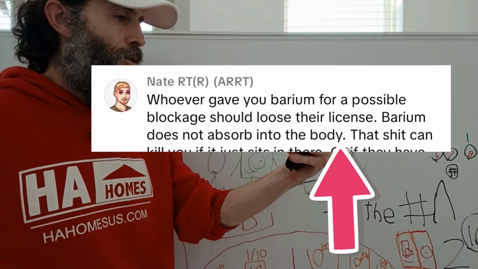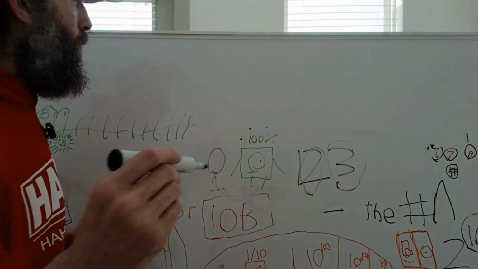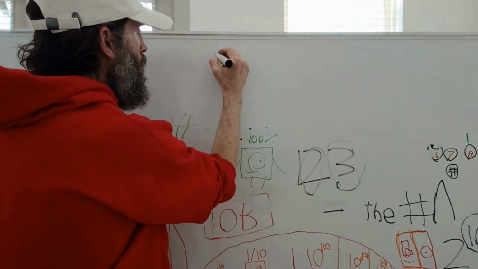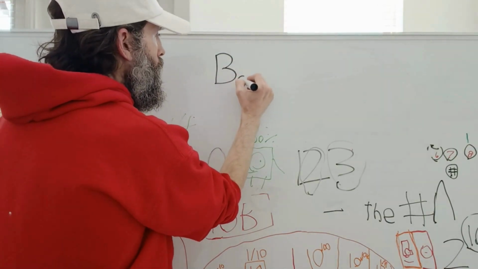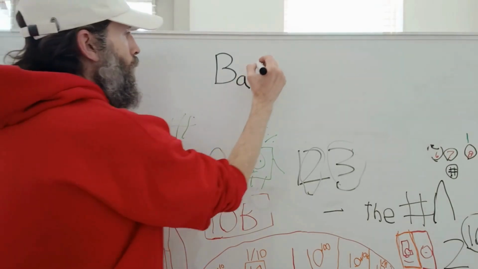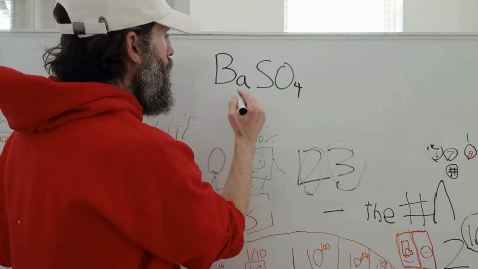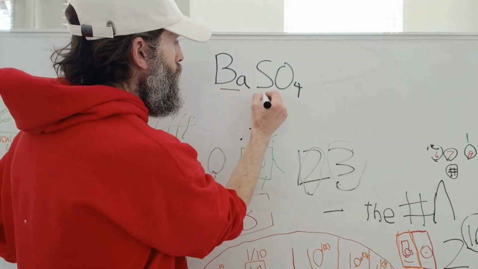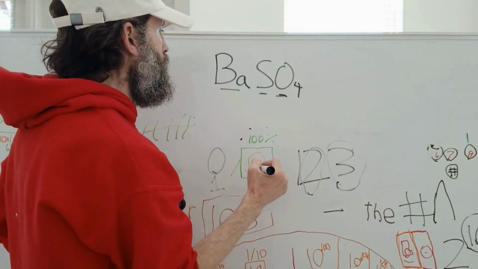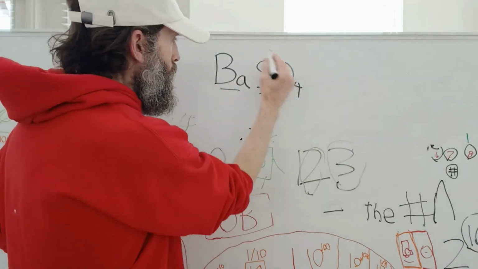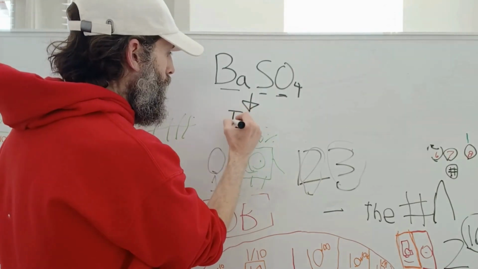Barium does not absorb into the body. Nate is exactly correct. So let's go to the whiteboard here. Barium sulfate, that's what we're talking about. They said barium in the comment, but the video the comment is about is referencing barium sulfate. So this is barium sulfate if we write it out. Barium, and then we have a sulfur atom and 4 oxygen atoms. That's sulfate together.